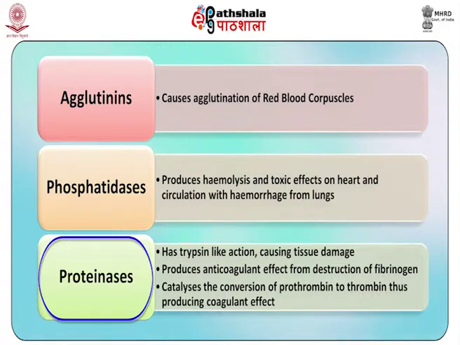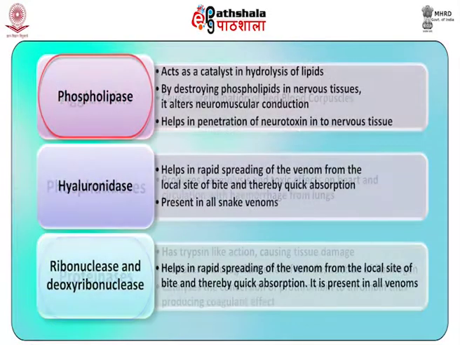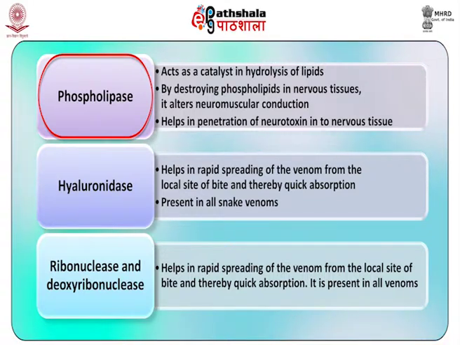Proteinases. It has a trypsin-like action causing tissue damage. It produces anticoagulant effect from destruction of the fibrinogen. It also catalyzes the conversion of prothrombin to thrombin, thus producing the coagulant effect. Next is phospholipase. It acts as a catalyst in hydrolysis of lipids by destroying the phospholipids in nervous tissues. It alters neuromuscular conduction. It also helps in penetration of the neurotoxin into the nervous tissue.